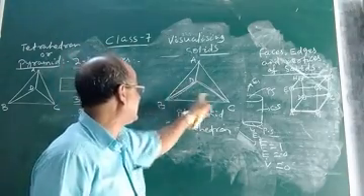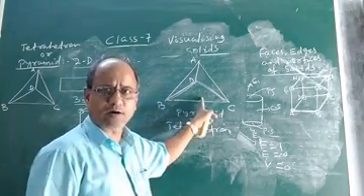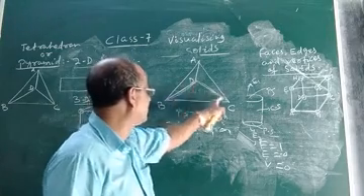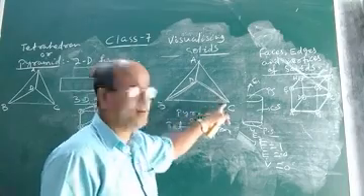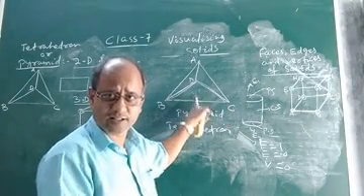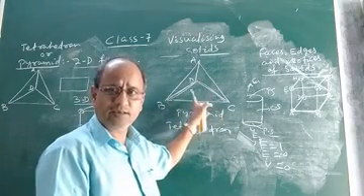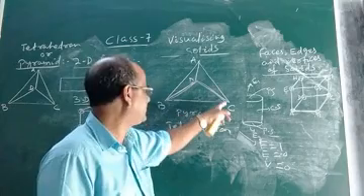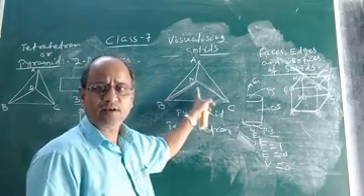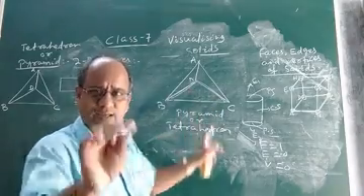It stands on triangle BDC. Look at the figure. This solid stands on the base BDC, which is a triangle. So here triangle BDC is the base of this solid. Okay. So here the base is triangle BDC. That means the base of this solid is a triangle.